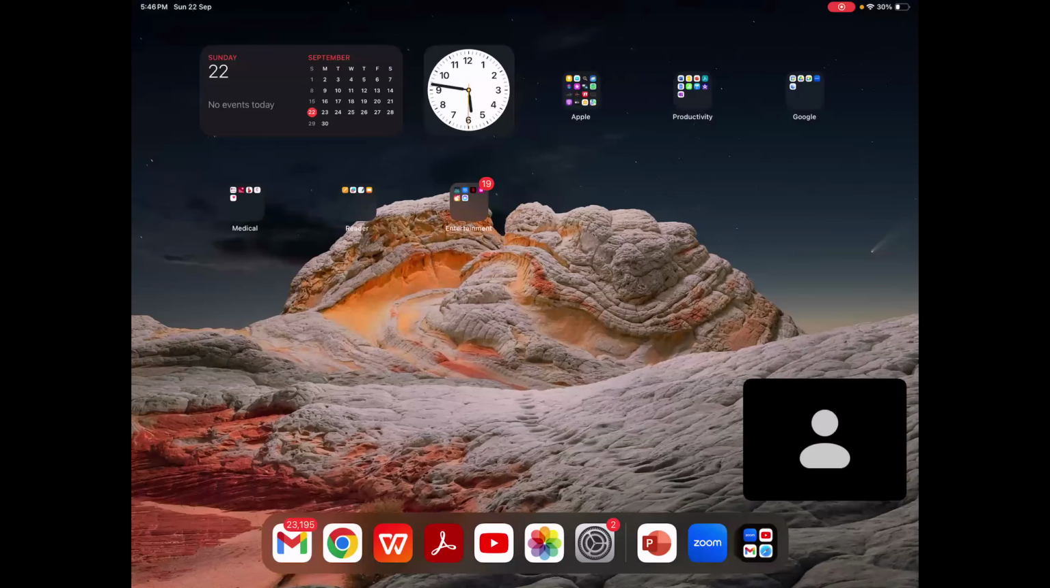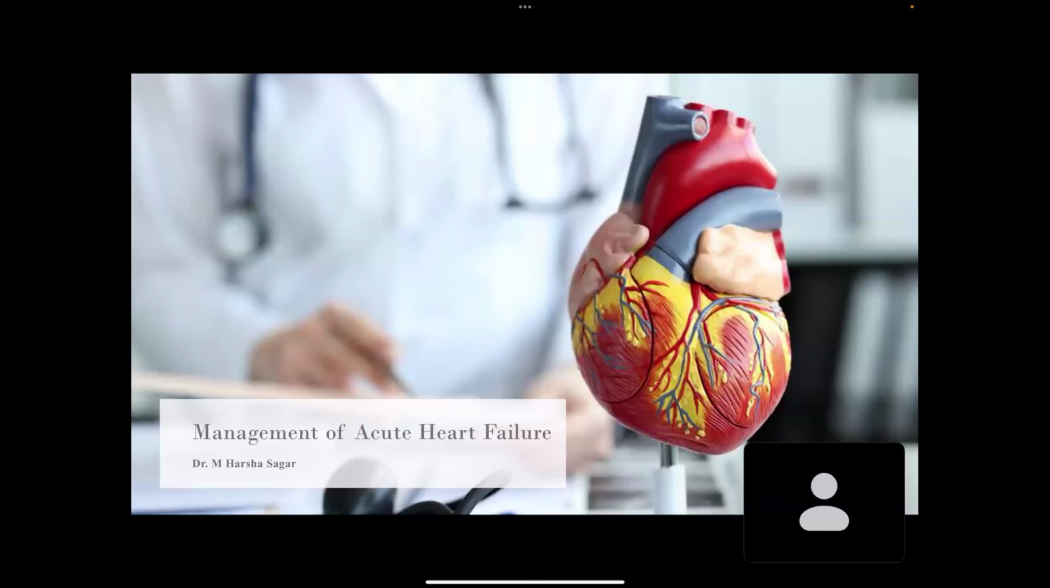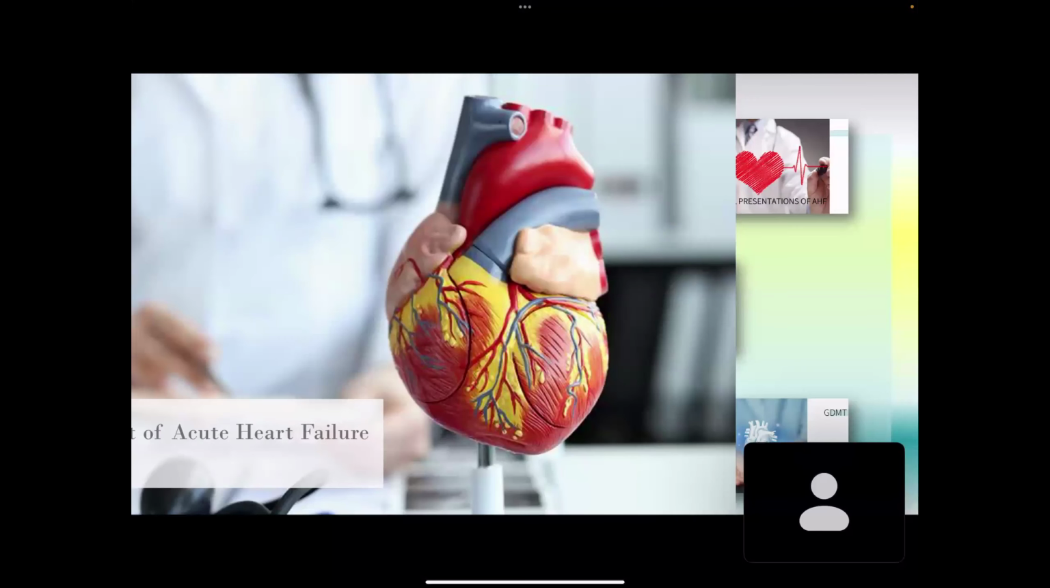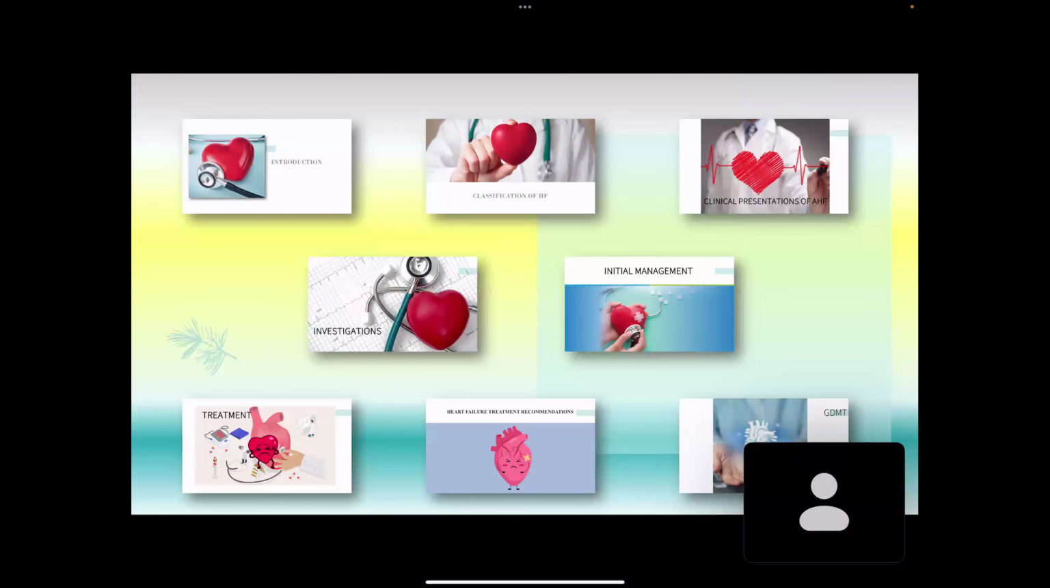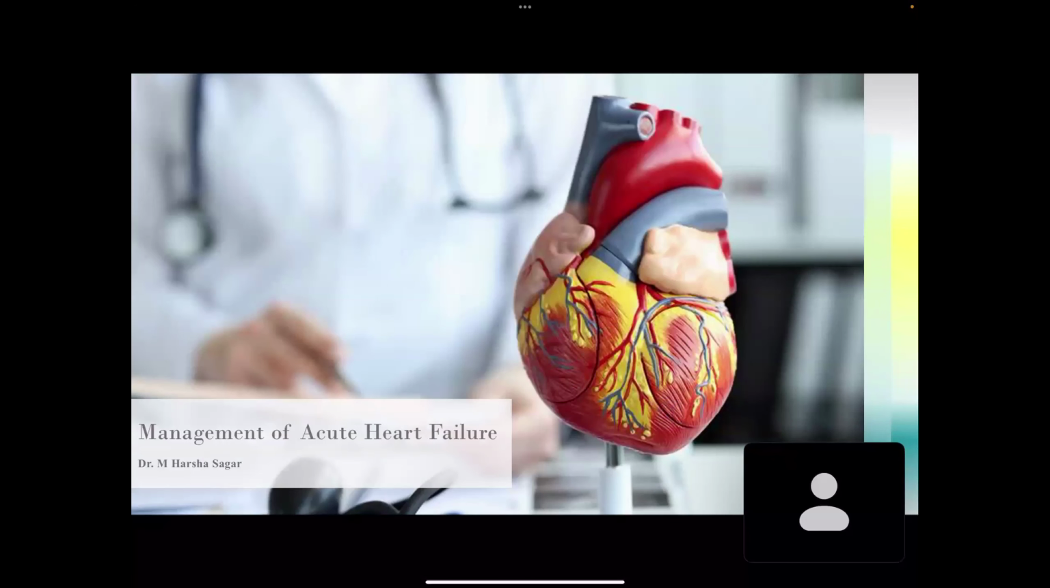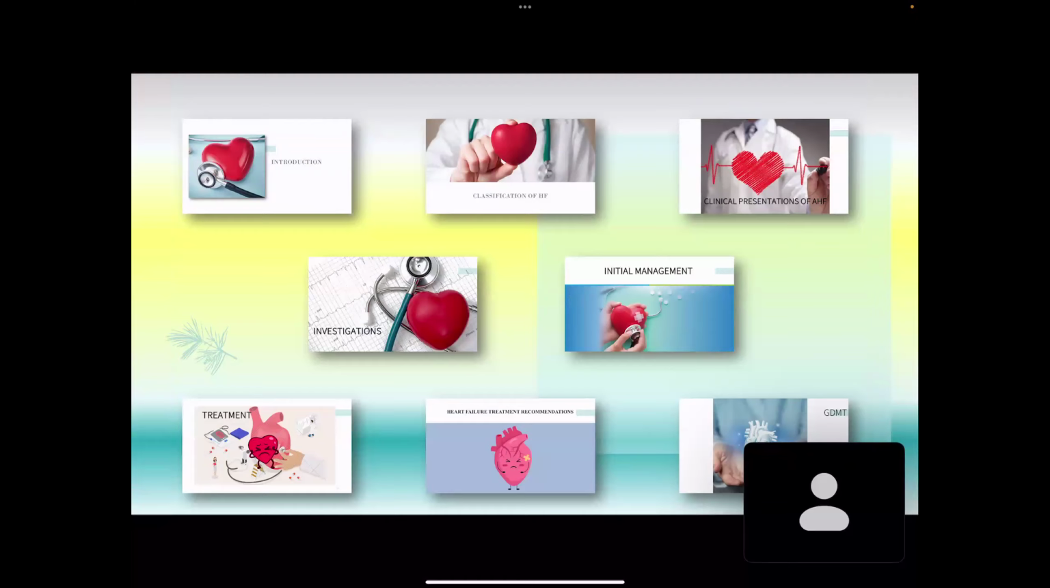Okay. Good evening, everybody. Today I'll be discussing management of acute heart failure. I've divided the topic into 8 subtopics. First, I'll be talking about introduction. Then classification of heart failure. Then we'll discuss clinical presentations of acute heart failure, a small note on investigations and treatment. And finally, we'll discuss the recommendations for the treatment of heart failure.